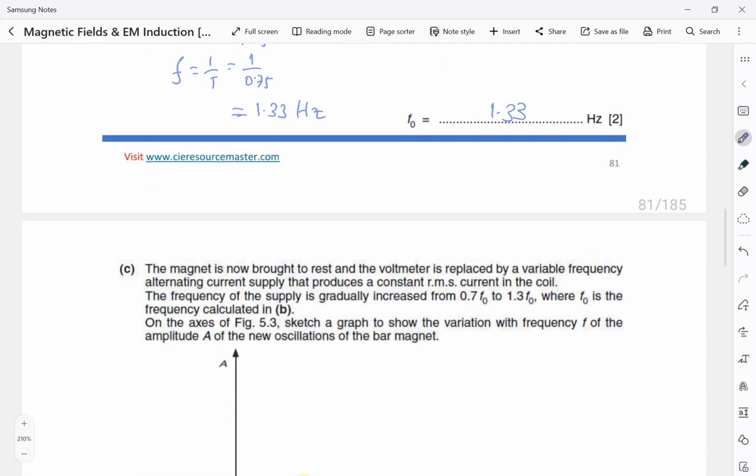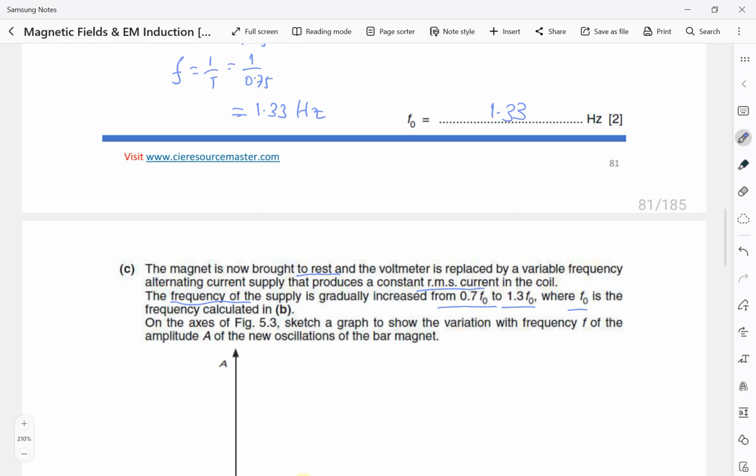The magnet is now brought to rest, and a voltmeter is replaced by a variable frequency alternating current supply that produces a constant root mean square current in the coil. The frequency of the supply is gradually increased from 0.7 f0 to 1.3 f0, where f0 is the frequency calculated before.